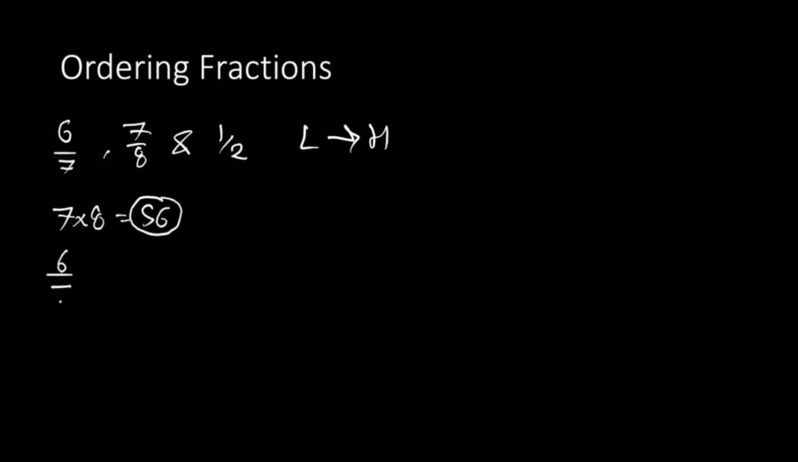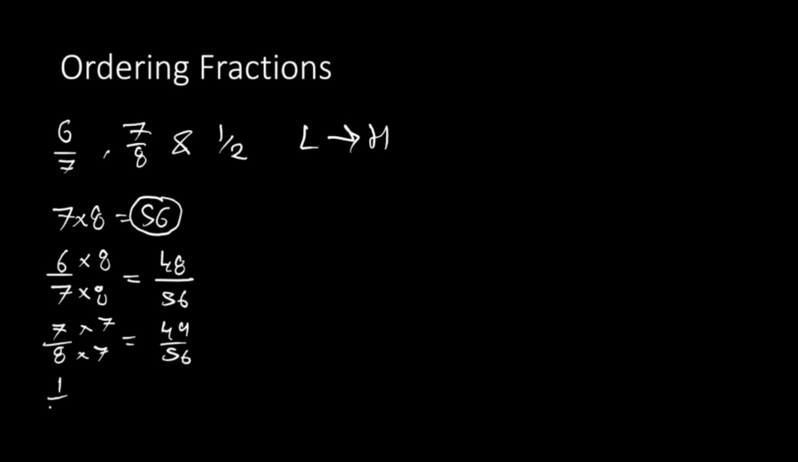So 6 over 7. 7 times what would give you 56? 7 times 8. So you do that with the numerator. This would give you 48 over 56. 7 over 8. So this times 7 would give you 49 over 56. Half times 28, and 1 times 28 would give you 28 over 56.